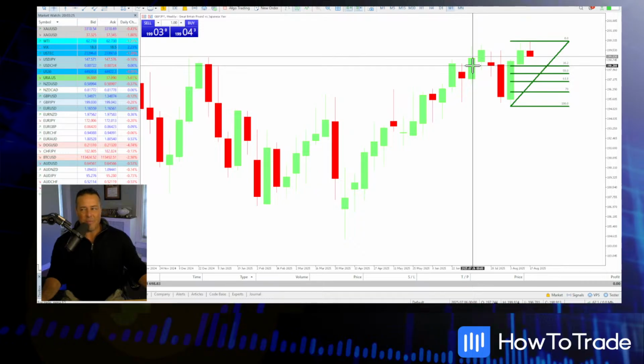So something to think about if you're interested in potentially getting long the Great Britain pound yen. I would be wanting to be long no matter what, but we've got to wait for good trade location. And if we don't get good trade location, we've got to be very, very careful for what we do.